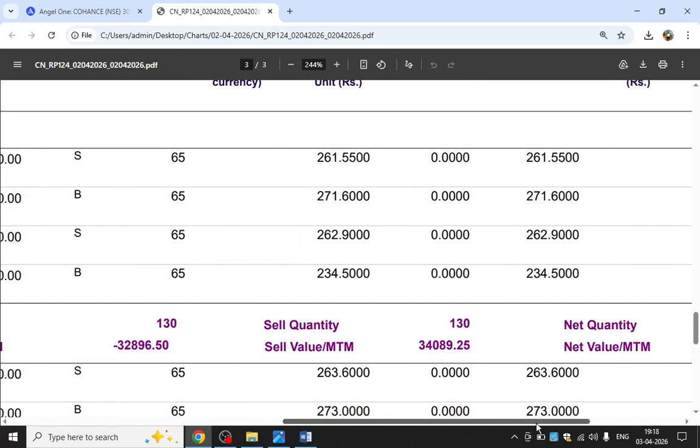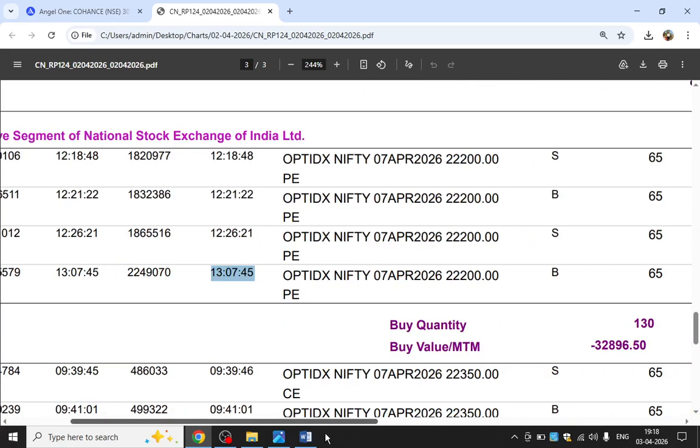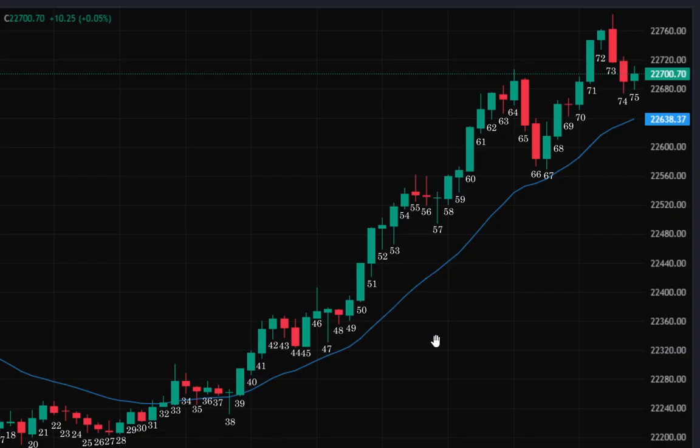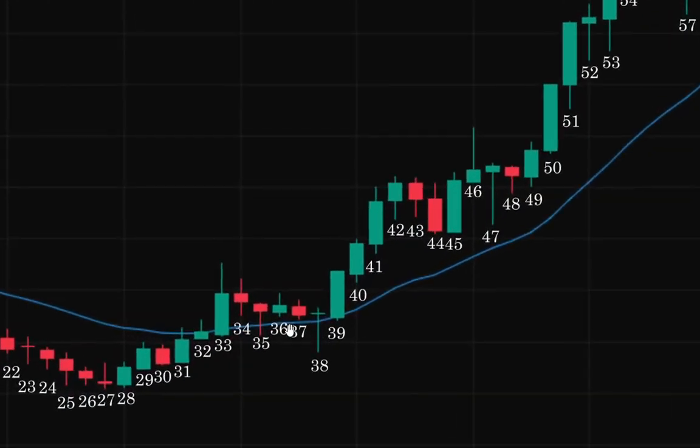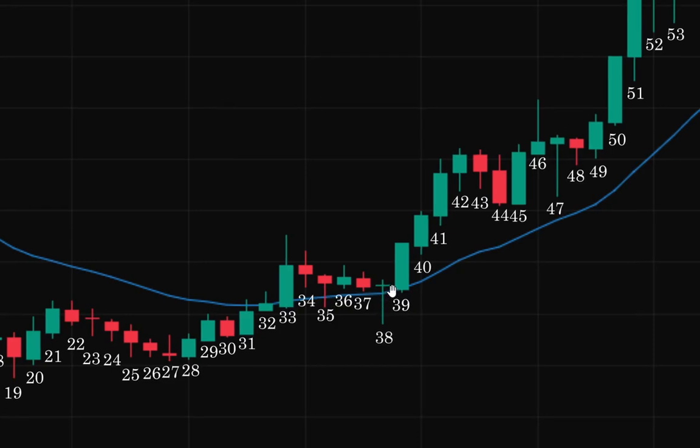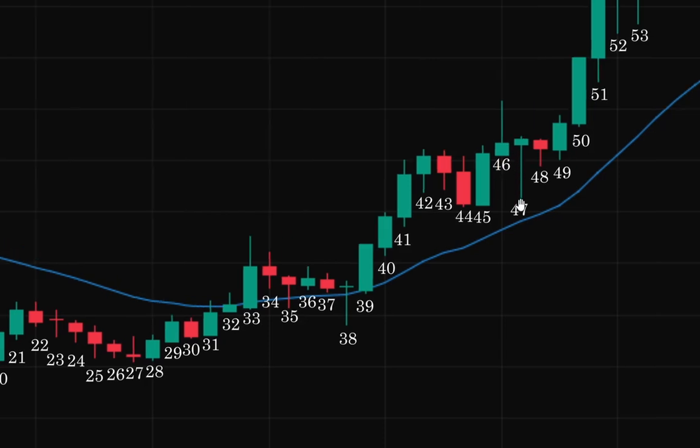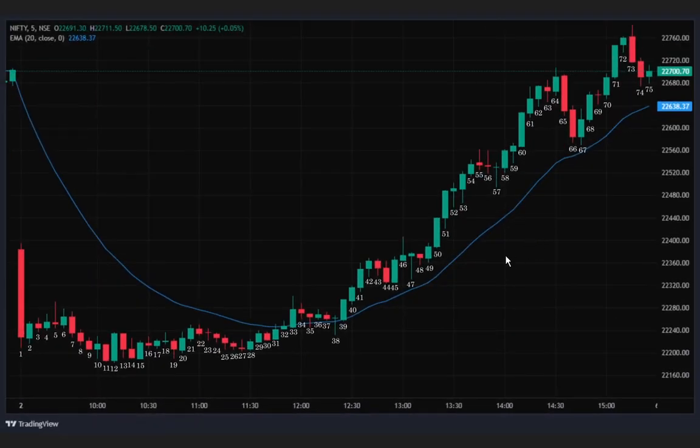So this is the funny part of trading. Once I got out here, I placed my stop loss at around this level, but I was worried when bar 47 was forming. I got worried, tensed, and didn't know what to do, and I got out of this trade. So this happens.